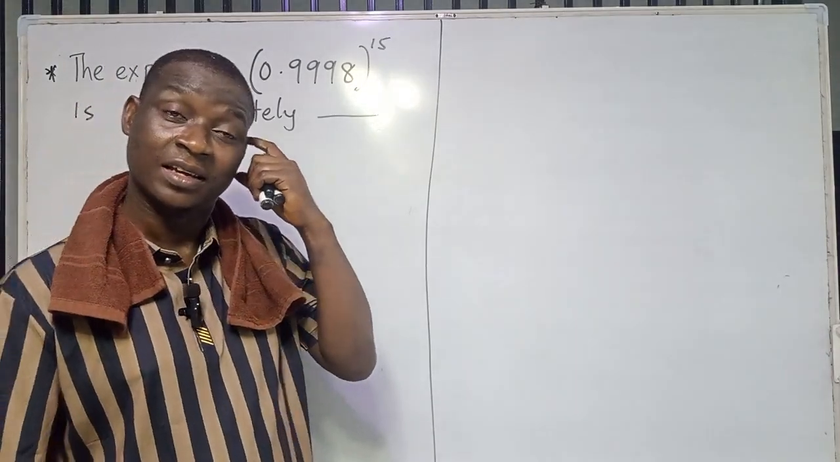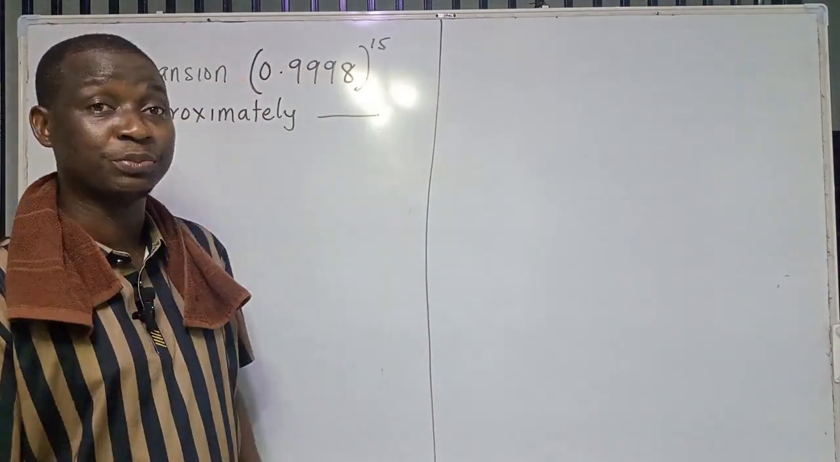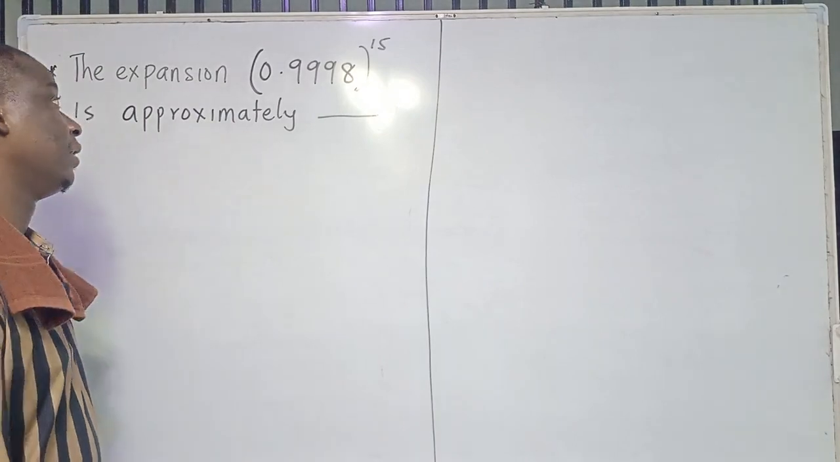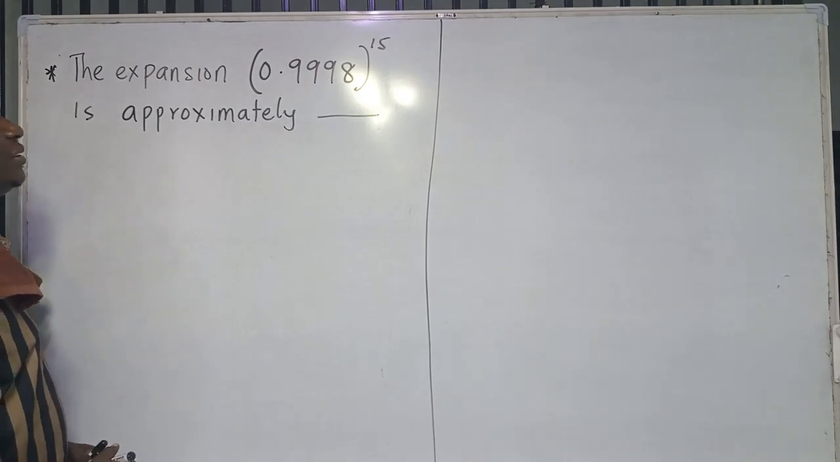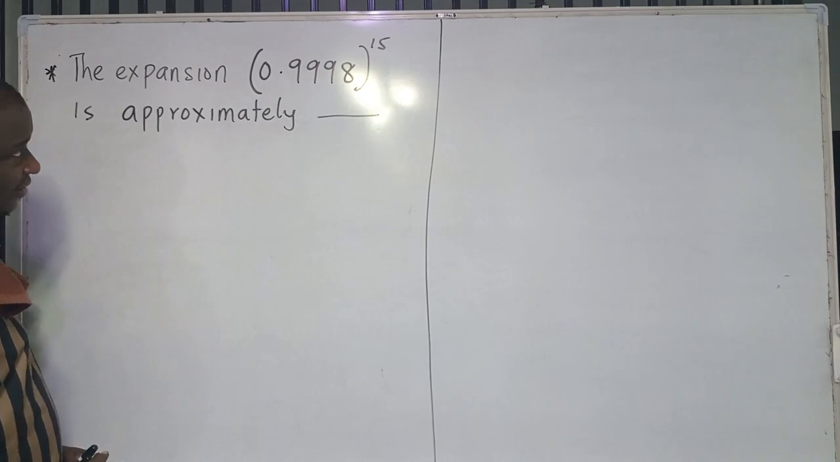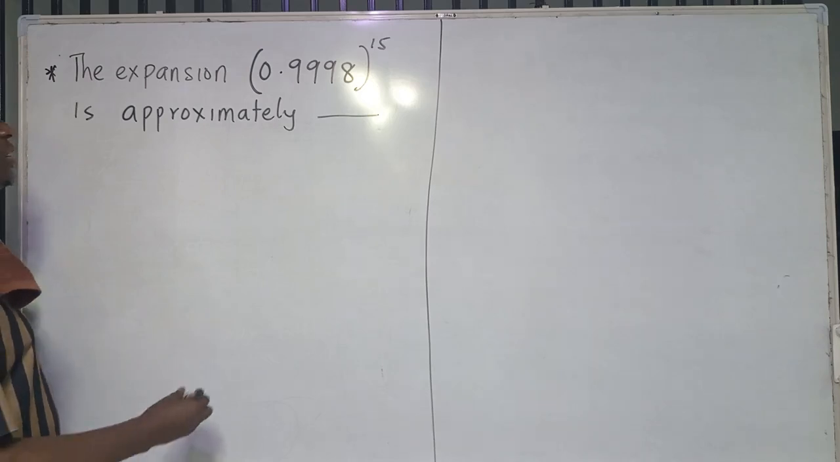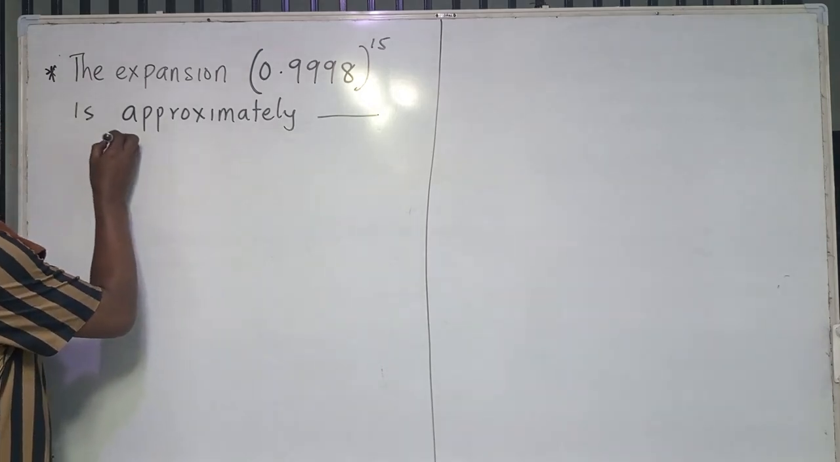Hello guys, I want to solve some problems on algebra. Let's see some of these questions that are very popular. The expansion of 0.9998 to the power 15 is approximately what? What is this number?